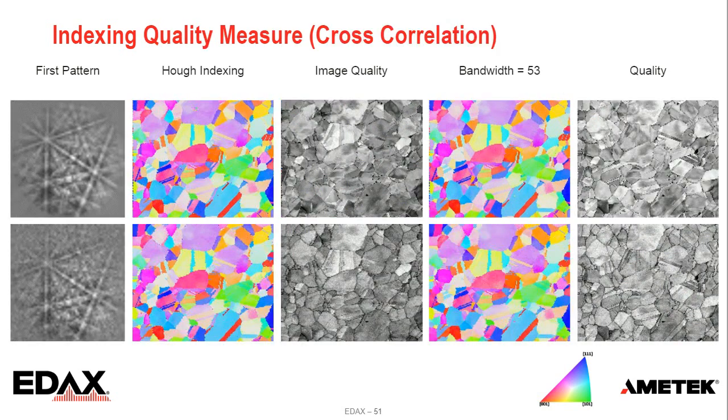And just like Hough indexing has confidence index, or dictionary indexing has normalized dot product, there is a confidence measure available for spherical indexing. So that's what's shown on the right here. And in this case, it has very good correlation with image quality.